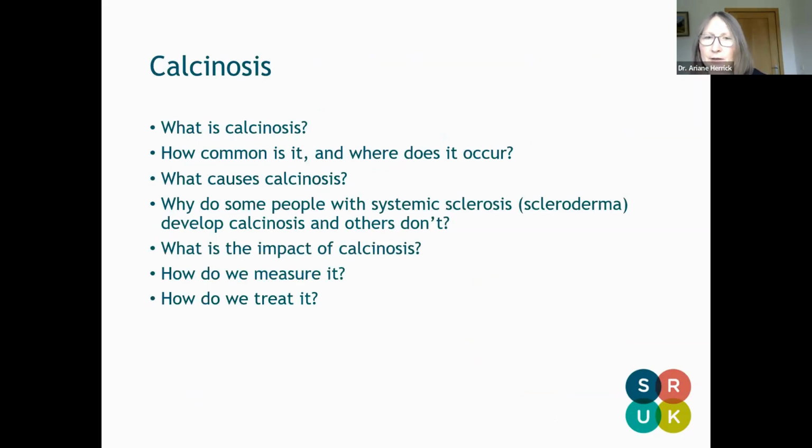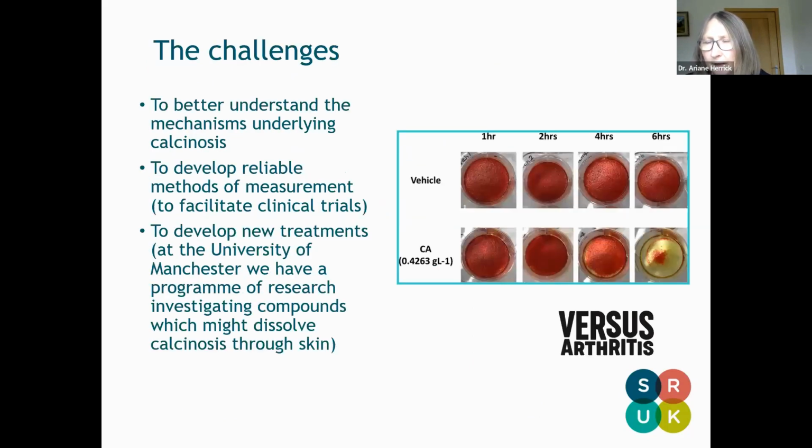So these are the different points that we've discussed. We've talked about what calcinosis is, how common it is, causes, why some develop calcinosis and some don't, how it affects people on a day-to-day basis, how we measure it, and how we treat it. Next slide. So I think there are a number of challenges for us to confront.